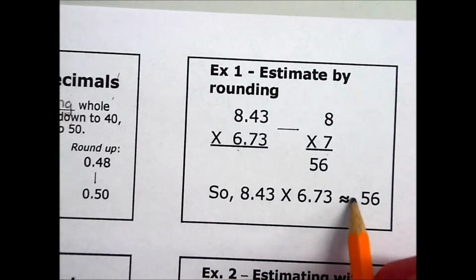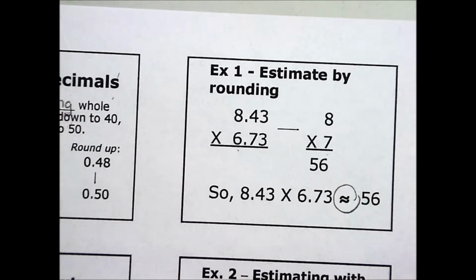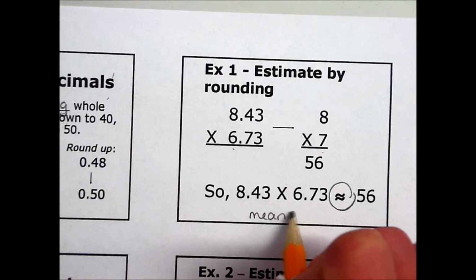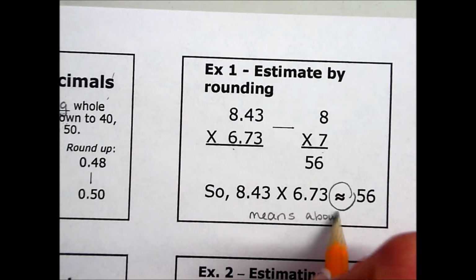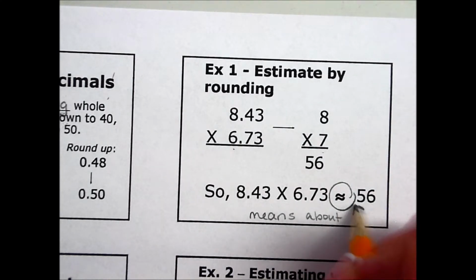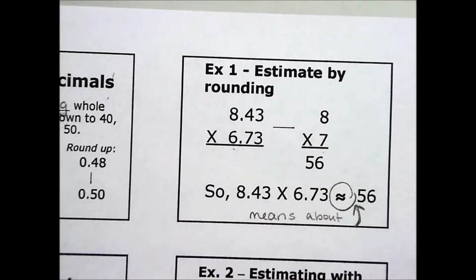Now, this symbol is a new symbol maybe for you. It's a sort of squiggle equal sign. It means about. So I'm going to jot that in. Anytime you see that symbol, you know that the answer that they're showing you is an estimated answer.